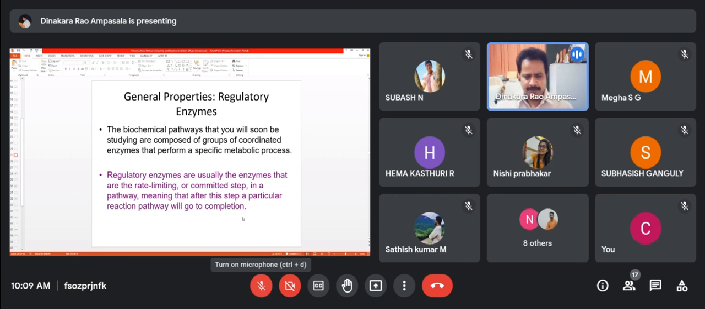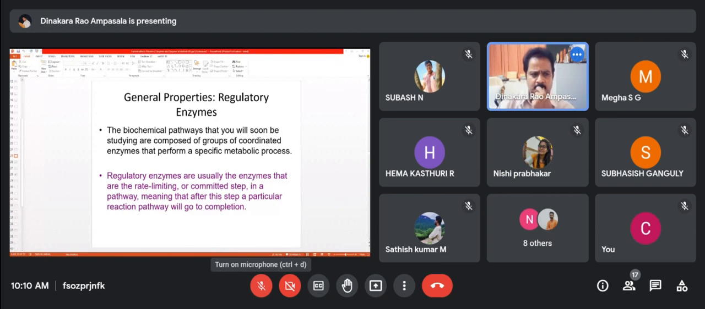Okay, now this is about the inhibitors. Any doubt you have? Subhash, do you have any doubts?